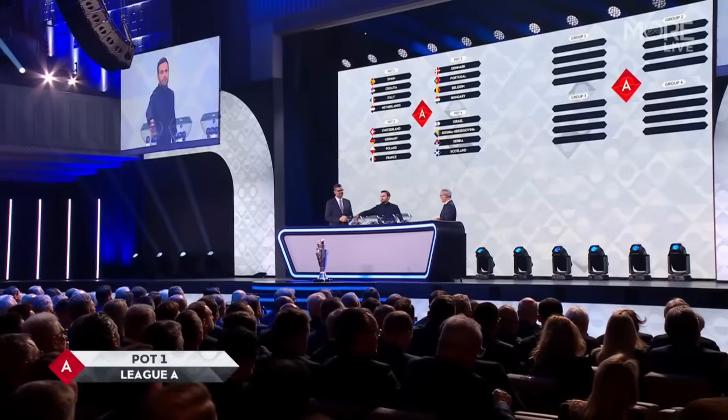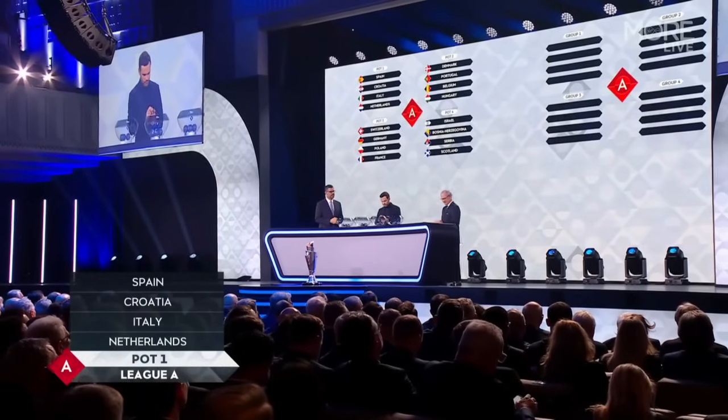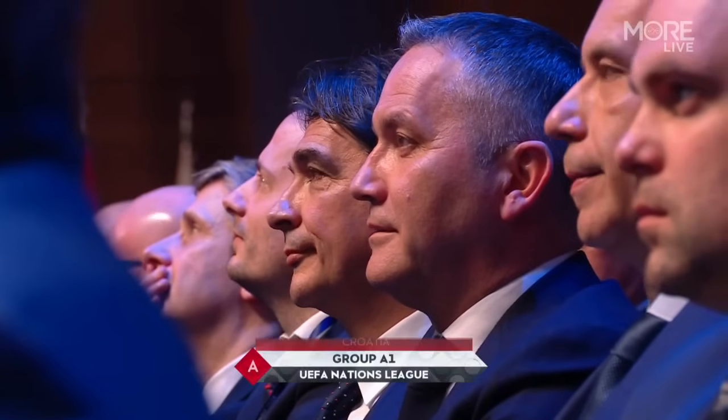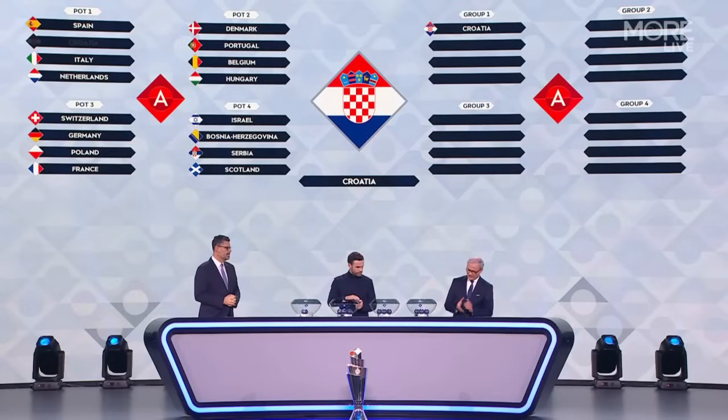Thank you, Pedro. So League A will crown the winner of this new edition. And in pot 1, we have the 4 teams which played the finals in June last year in the Netherlands. So we start with the first of these teams. Croatia, the finalists, the runners-up. Group A1 for Croatia, which was unfortunately for them defeated only on penalties after a thrilling, hard-fought game in Rotterdam.